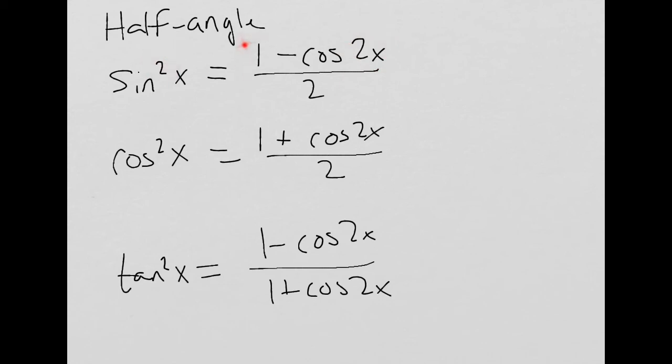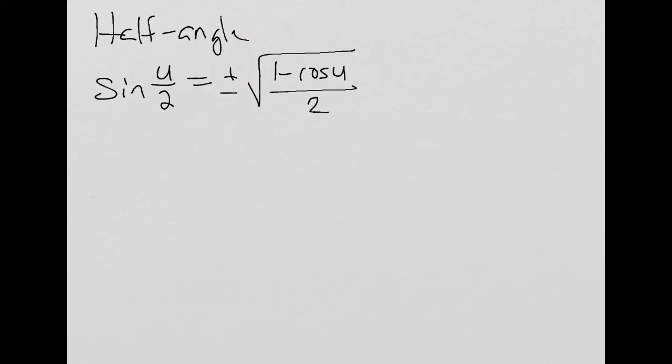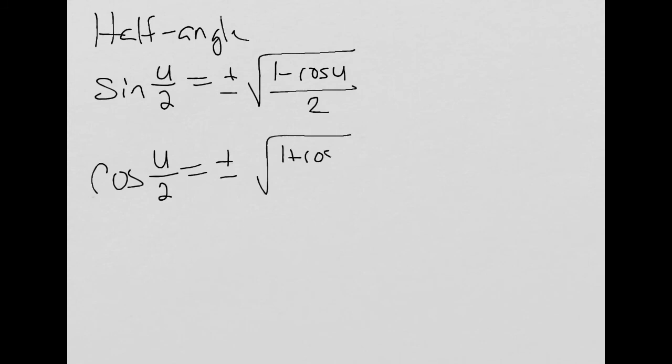I got rid of the square by taking the square root there. And that plus or minus comes into play because depending on what quadrant you're in, you're going to get either positive or negative values. And you can do the same thing with cosine u over 2, plus or minus the square root of 1 plus cosine u over 2. So we can reduce powers with the formulas here. We can deal with half angles with the formulas here. Let's do a nice formal computation to show you what we could do with some of these.